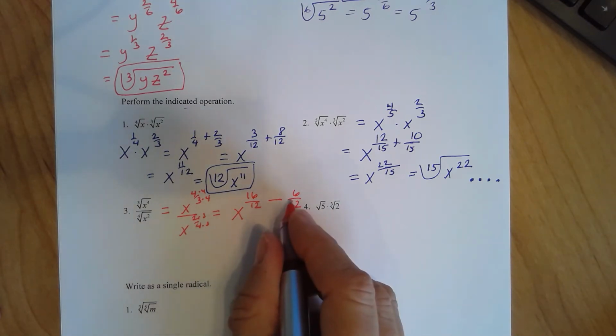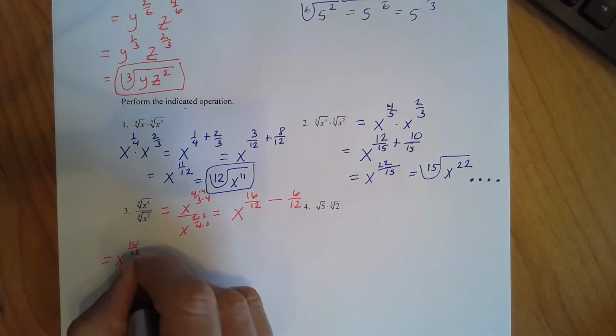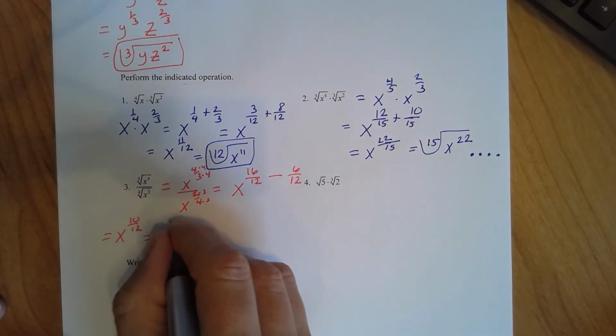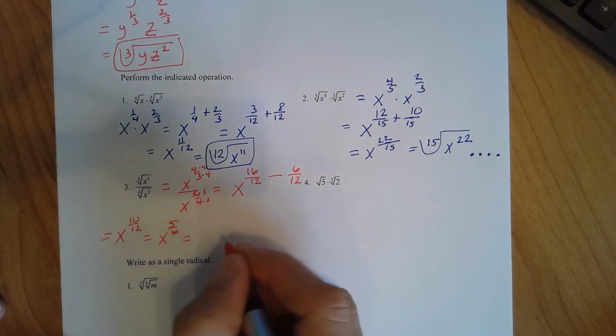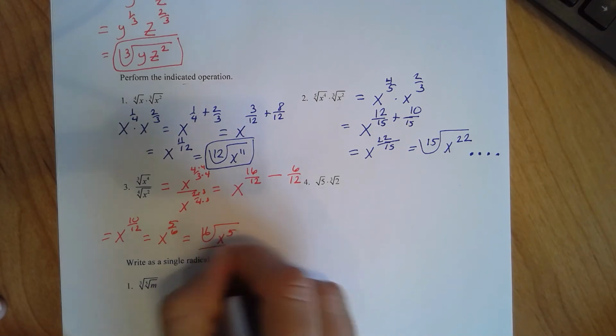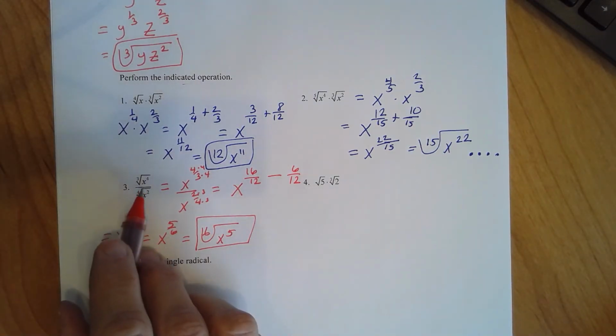So 16 minus 6 is 10, so we end up with x to the 10 over 12. That can be reduced by 2, and so we end up with x to the 5/6. And then putting it back into radical form, we get the 6th root of x to the 5th. Putting it back in radical form because we had radicals to begin with.